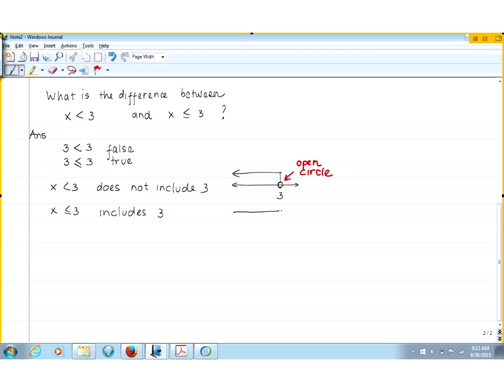Now what happens if it is included? It's going to be a closed circle, meaning 3 is included. So this is a closed circle.